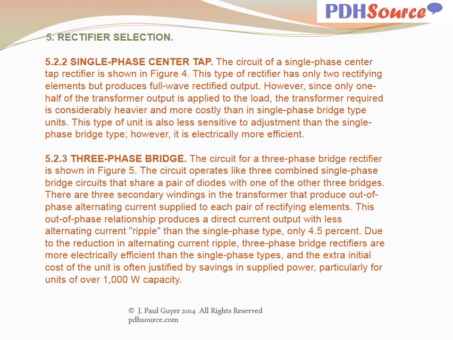With regard to the single-phase center tap type, the circuit of a single-phase center tap rectifier is shown in Figure 4. This type of rectifier has only 2 rectifying elements but produces full-wave rectified output. However, since only 1/2 of the transformer output is applied to the load, the transformer required is considerably heavier and more costly than in single-phase bridge-type units. This type of unit is also less sensitive to adjustment than the single-phase bridge type. However, it is electrically more efficient.